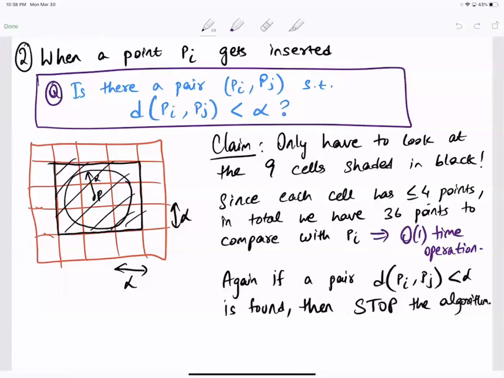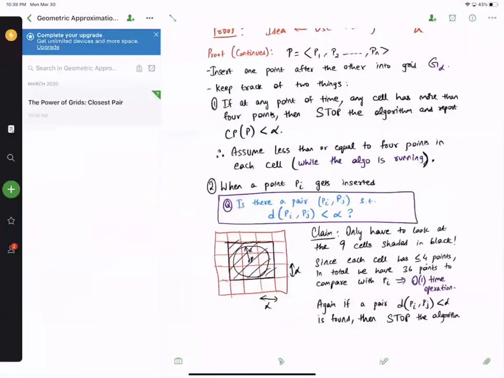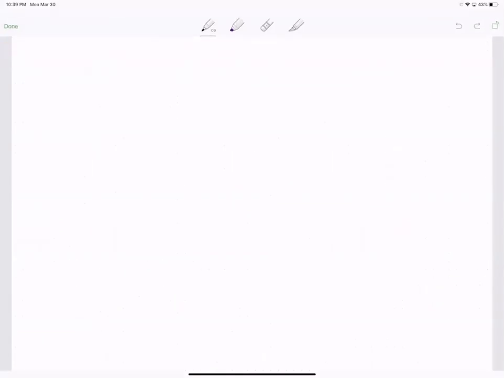Every time a point is inserted, just look at the 9 cells, including around it. Again, that's a constant time operation. And just keep doing this.